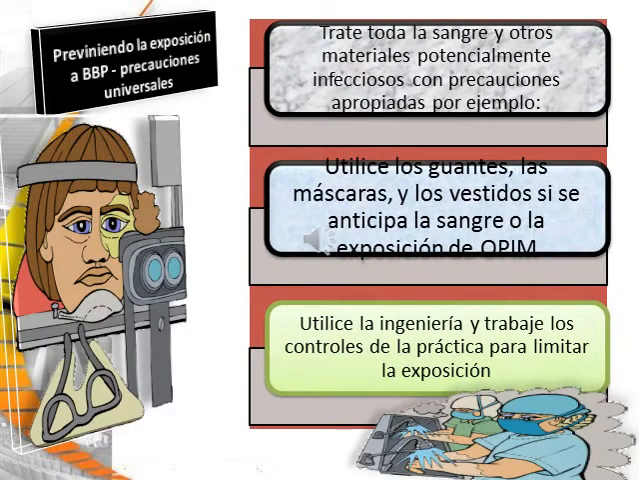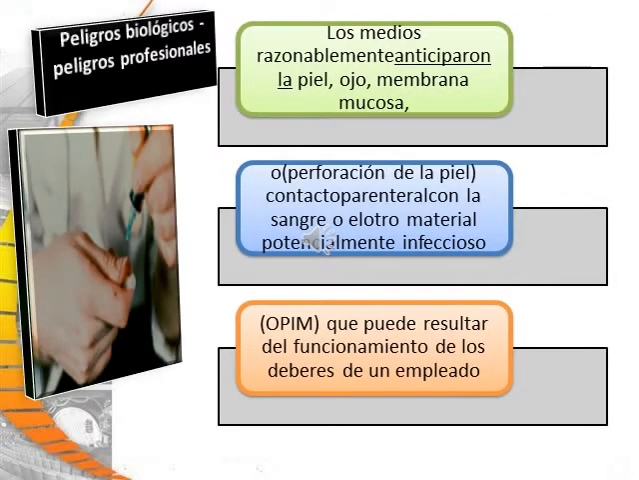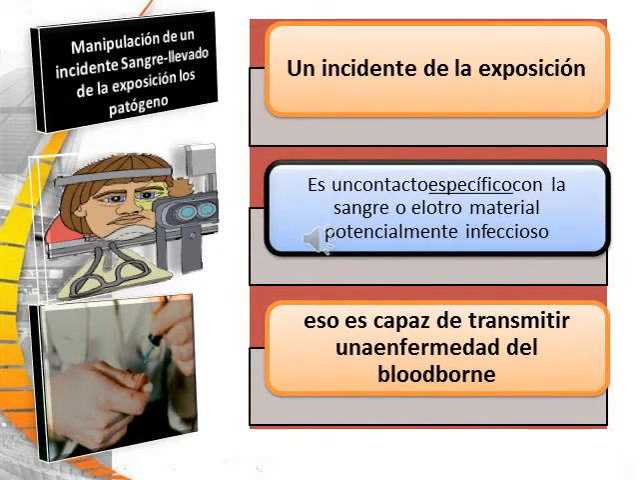Preventing BBP, universal precautions. Treat all blood or potentially infectious material with appropriate precautions, such as using gloves, masks, and gowns, using engineering or work practice controls to limit exposure. Anticipated skin, eye, mucous membrane, and parenteral contact with blood or other potentially infectious material may result from the performance of an employee's duties. An exposure incident is a specific contact with blood or potentially infectious material that is capable of transmitting bloodborne diseases.